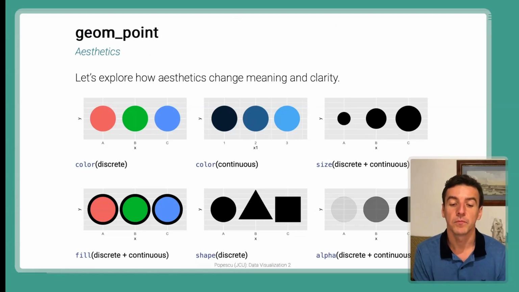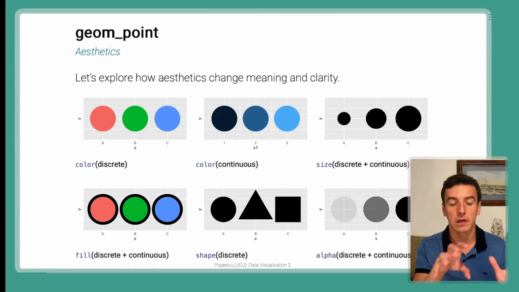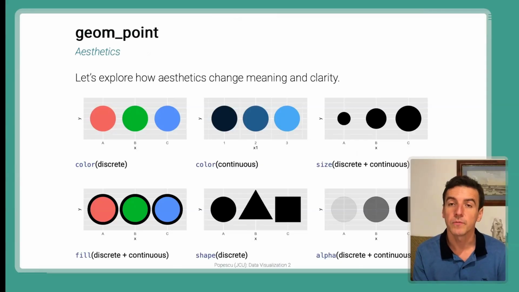We can also have both discrete and continuous, so we can represent points in different sizes depending on discrete or continuous values. We can have fill, so this essentially means that we can control the color inside our points, and then we can have a black contour. We can also have discrete variables represented in different shapes. And then finally, we can also represent our data, either discrete data or continuous data, using different levels of transparency or alpha.